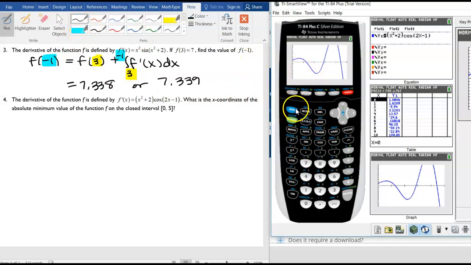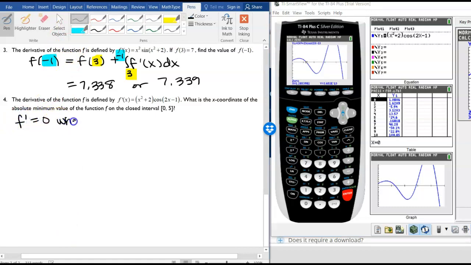Okay, so I need to find my x-intercepts. Second calc, zero. Let's find this one. I see there's one between 1 and 2, so I'm going to hit x equals 1, x equals 2. So we'll find the zero in between there. 1.285. You need to still write out that I calculated f prime equals 0 when x equals 1.285. And then find the other zeros in the same way. So I want you to try that on your own. You should get 2.856 and 4.427.